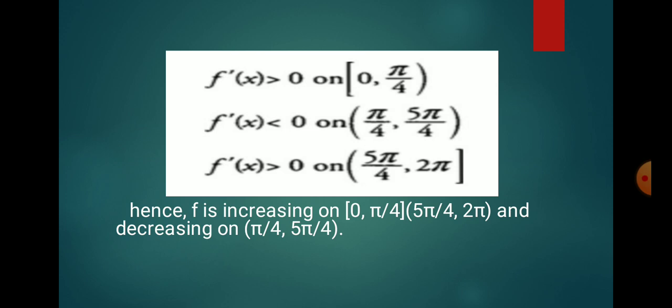f'(x) is greater than 0 on (0, π/4), f'(x) is less than 0 on (π/4, 5π/4), and f'(x) is greater than 0 on (5π/4, 2π). Hence, f is increasing on (0, π/4) and (5π/4, 2π), and decreasing on (π/4, 5π/4). That's all.